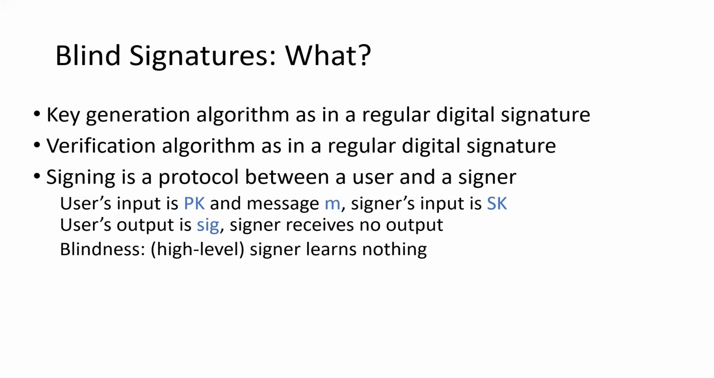Thanks to the previous speaker, we know exactly what a regular signature scheme is. A blind signature is a signature scheme that has a key generation algorithm, just like a regular signature scheme, and a verification algorithm, just like a regular signature scheme. But signing is now a secure protocol between a signer and a signature recipient, where the recipient just knows the public key and the message he wants signed. The signer knows the secret key. The wheels turn. The user's output is the signature on the message, and the signer learns nothing other than that he just successfully ran a signing protocol. And the blindness means that the signer learns nothing. So that's what blind signatures are.